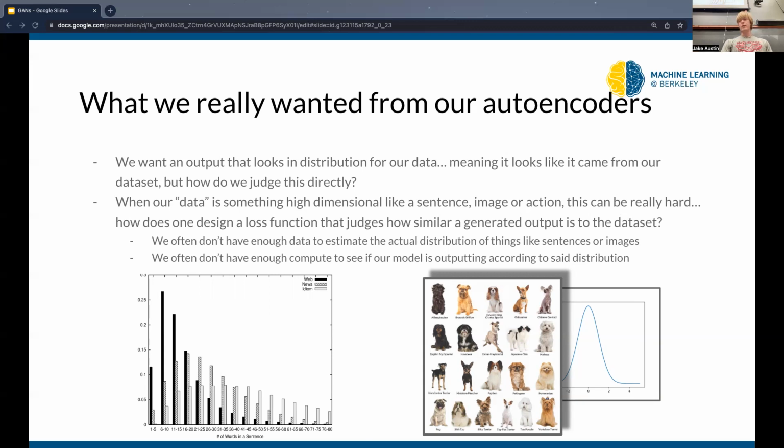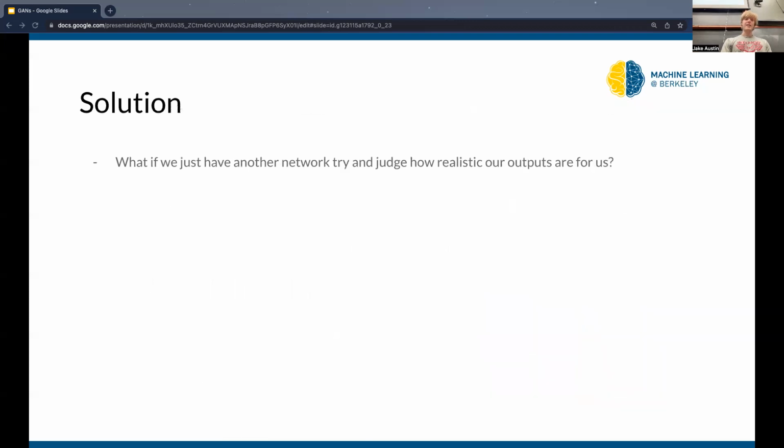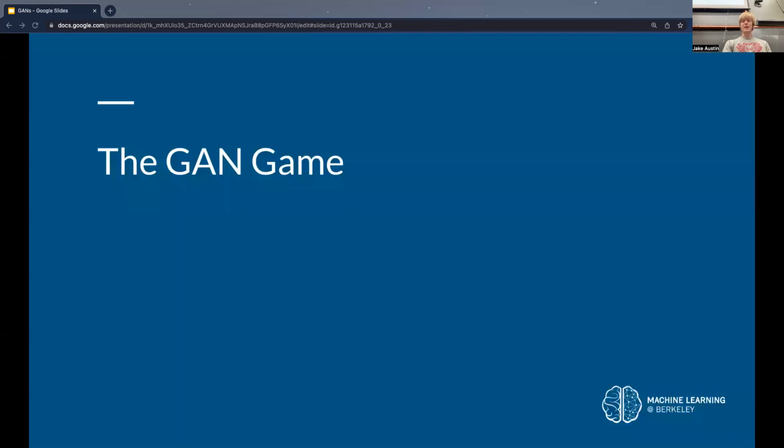And rather than trying to solve this directly by hand-specifying what defines a good looking image, this is deep learning. We're just going to have another network try and judge how realistic our outputs are for us. And that brings us into what GANs are, the GAN game. Are there questions so far?